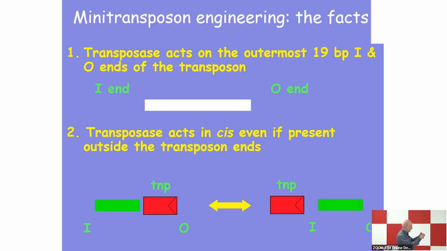In the naturally occurring transposon, you have the transposase inside the transposon. But as we are smart, we say, what happens if we put the transposase outside the transposon? Will it still work? The answer is yes. Even if you take the transposase outside the transposon, it will still be able to promote transposition of the segment of DNA flanked between the I end and the O end.